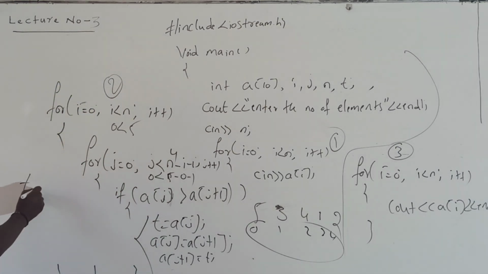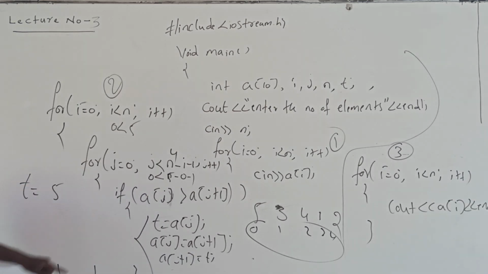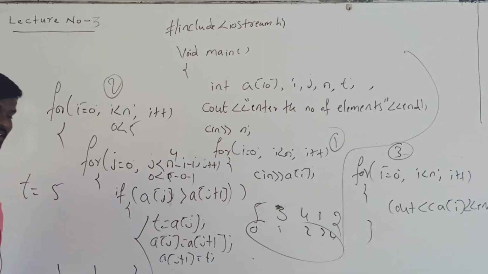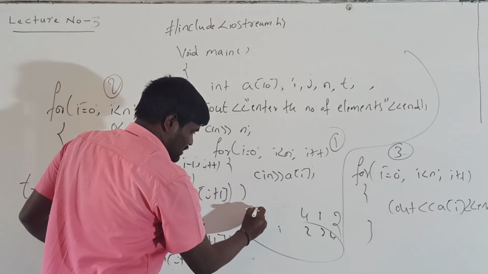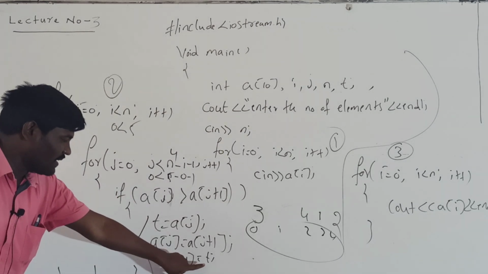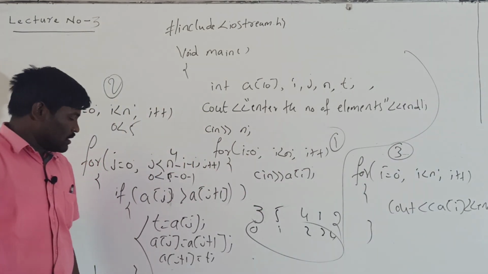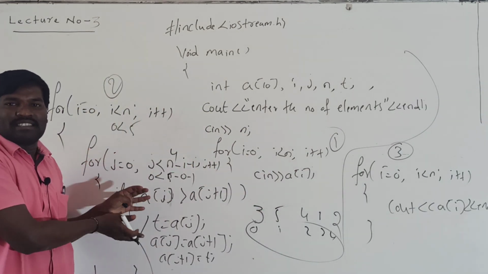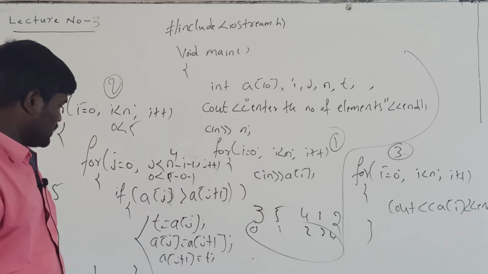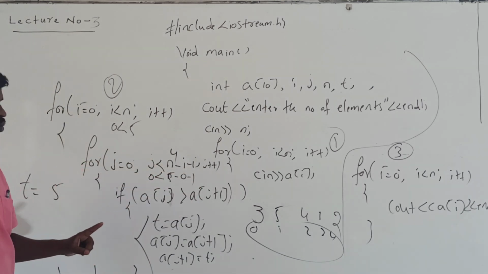See here, t is equal to a of j, which is 5. A of j plus 1 is 3. It is stored in a of j, means 3 is stored in a of j, j value is 0. Next, t value is 5. It is stored in a of j plus 1. So these three statements mean interchanging the values. Okay. So next, j plus plus, j becomes 1.